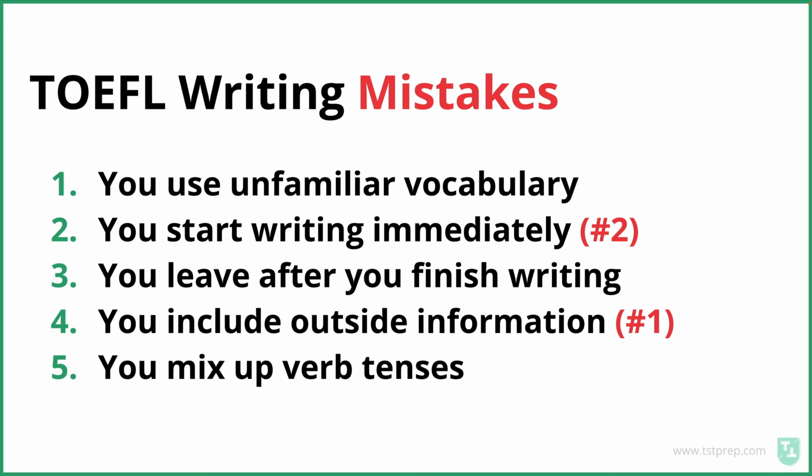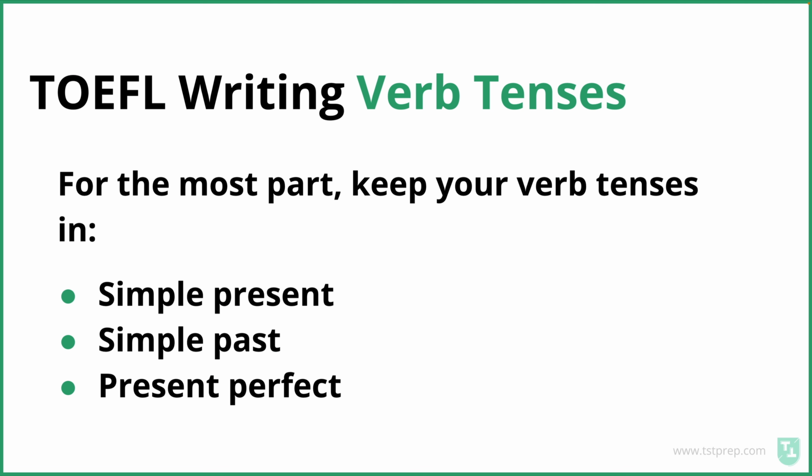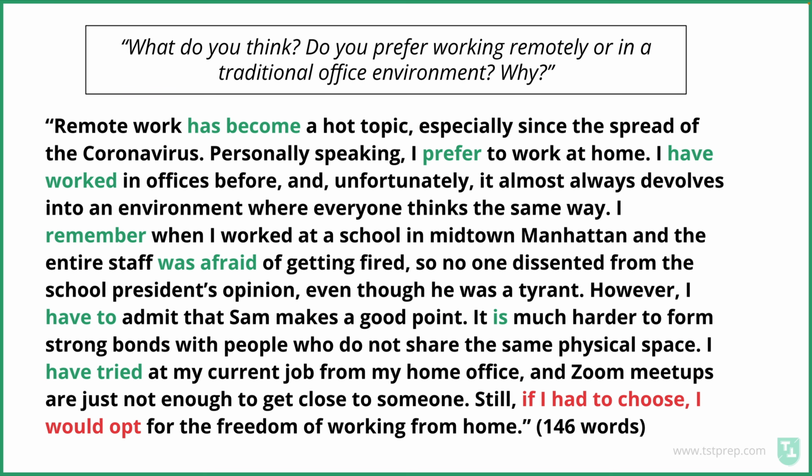All right, last mistake. You mix up verb tenses. Let's see which verb tenses you should use for each question type. So, pretty simple. Simple present, simple past, present perfect. There will be times where you use different verb tenses. You might have to. This happens. Conditional sentences, future tense. But most of the time, you're going to just use simple past, simple present, or present perfect. An example here from a question about work environments.